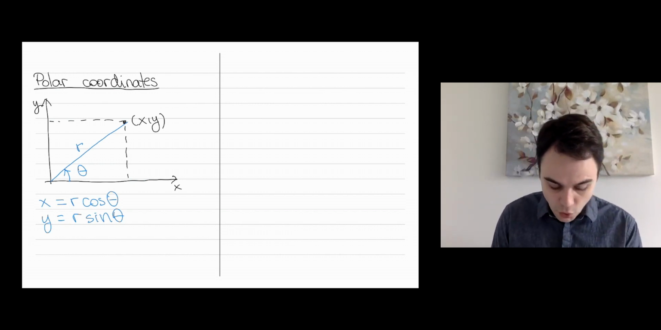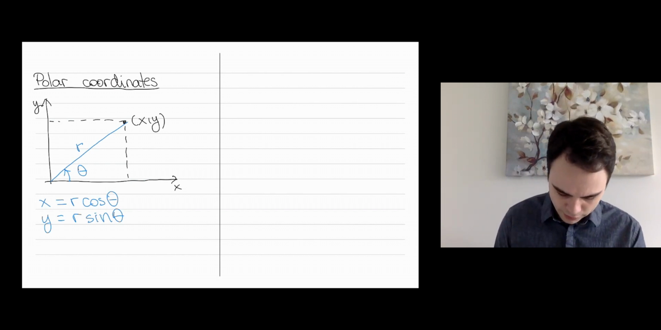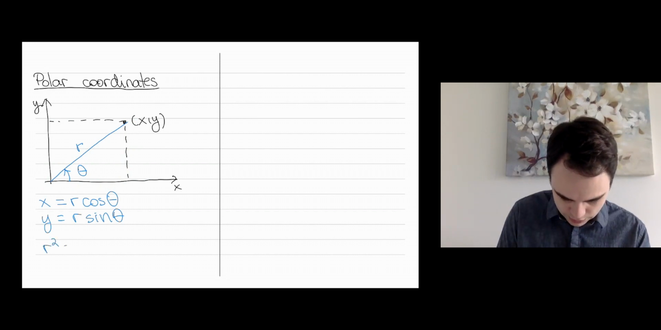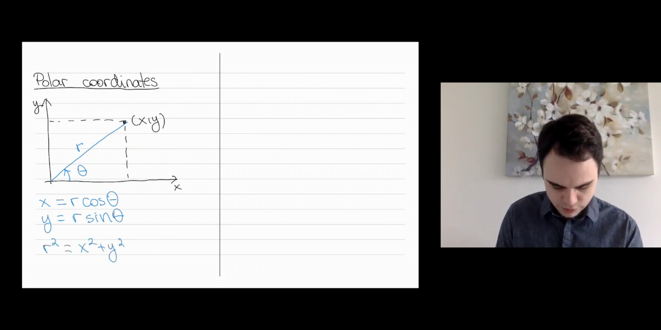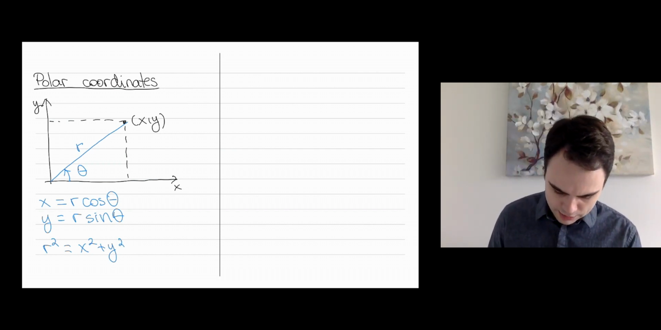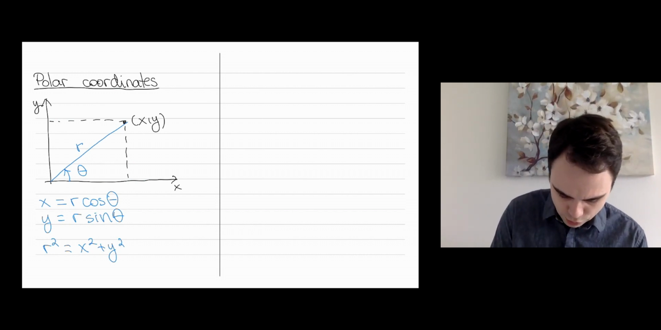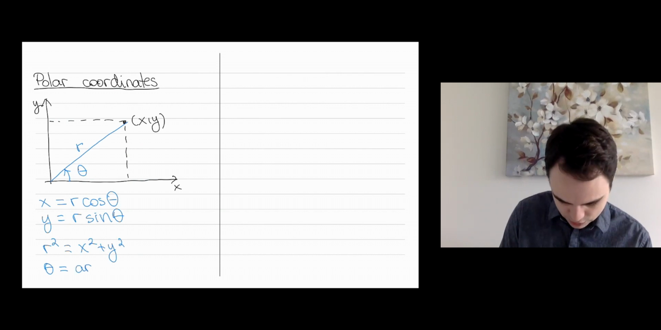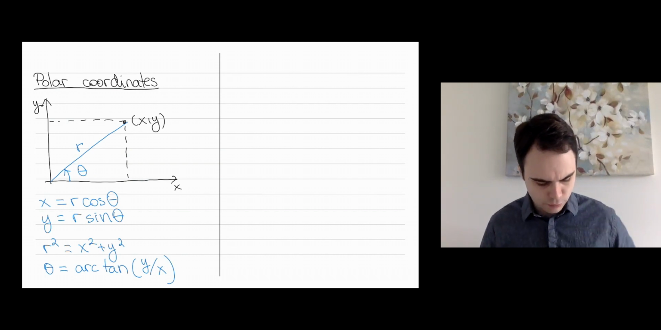If I know x and y, I can find r and theta as well. That takes a little bit of trigonometry. So for example, by Pythagoras' theorem applied to this triangle, which has a right angle, r squared is equal to x squared plus y squared. So if I take square roots of both sides, I can find r in terms of x and y. And also looking at this triangle, you see that y over x is the tangent of the angle. So theta is the arctangent of y over x. So you can go back and forth.